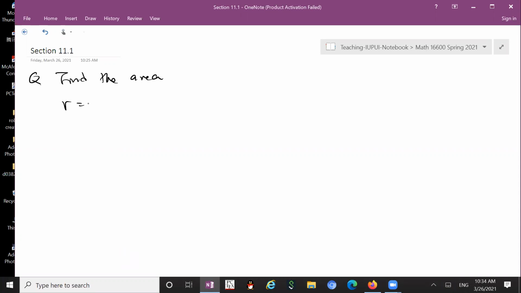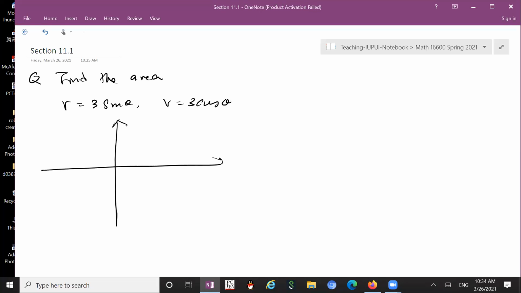So consider the curve r equals 3 sine theta, and another one, r equals 3 cosine theta, right? So the region is inside those curves. Now, first of all, you have to draw the graph, sketch the graph, right?